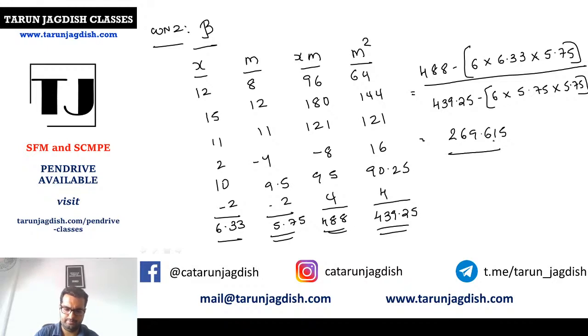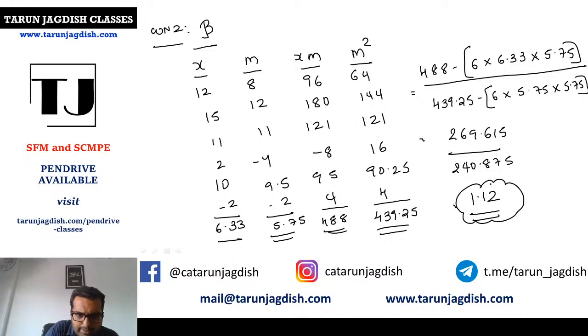$269.615. 240.875. So the answer I will get over here would be 1.12. This is the final answer. Can you please write down till here in your books?